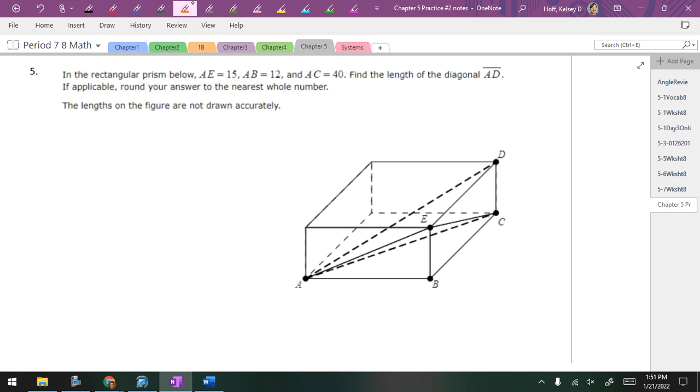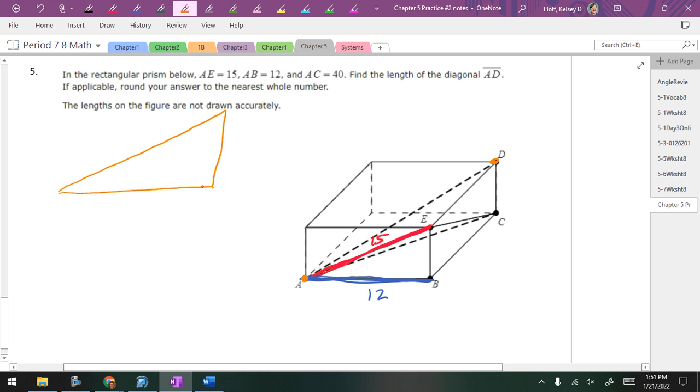They tell us AE, so if I trace from A up to E, so like if I drew kitty corner across the front of the Amazon box, it's 15. And A to B, if I trace the bottom of the Amazon box, it's 12. And then A to C, which really is going to connect this lower right to this upper right. I'm going to draw that triangle separately because otherwise I think my numbers are going to get screwed up. A, D, and C. That cuts diagonally through the middle of that box. And it tells us that AC is 40. And they want us to find AD.